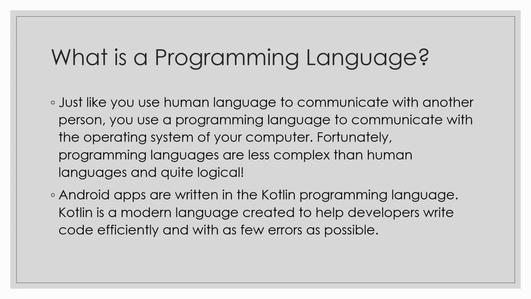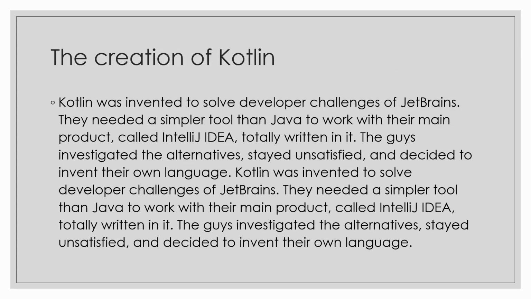Okay, so Android apps are written in the Kotlin programming language. Kotlin is a modern language created to help developers write code efficiently with as few errors as possible. That's why we have chosen Kotlin. So what was the creation of Kotlin? You might have seen in the previous video that in 2019 Kotlin was made an official language for app development.